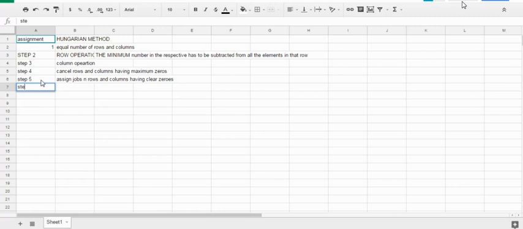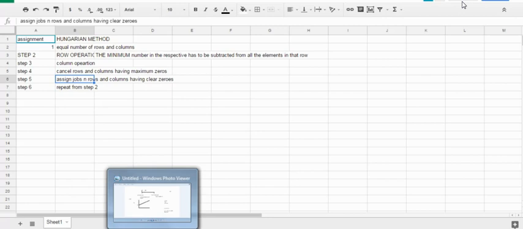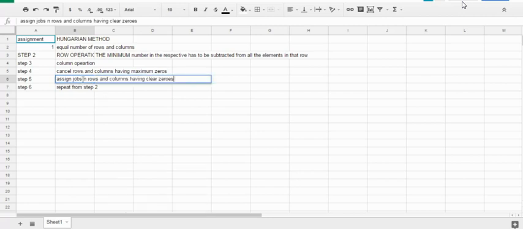But if we don't have the clear 0, then what is step 6? Step 6 is repeat from step 2. What does it mean? Again, I'll have to make a table doing the row operation. Then after that, I have to do a column operation. After that, I have to cancel rows and columns having maximum zeros. And then I have to assign jobs in rows and columns having clear zeros. Okay, so we'll see now how we would do that.